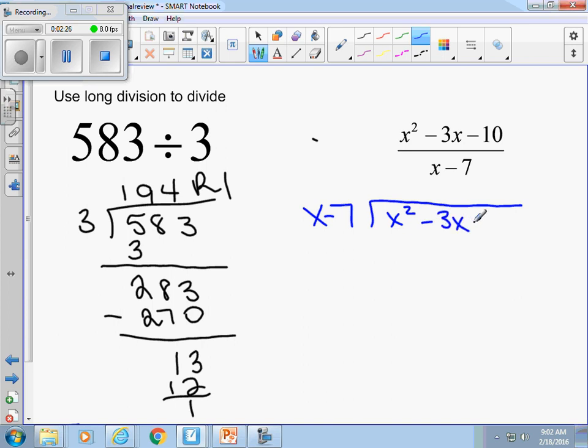The reason I did the regular long division problem is we can kind of follow that process. I'm going to ignore this 7. Very much like if you had 31, you would kind of ignore the 1 and think about 3 into something just to make your brain easier. I'm going to ask x times what gives me x squared? Well, x times what gives me x squared? X. That goes here.